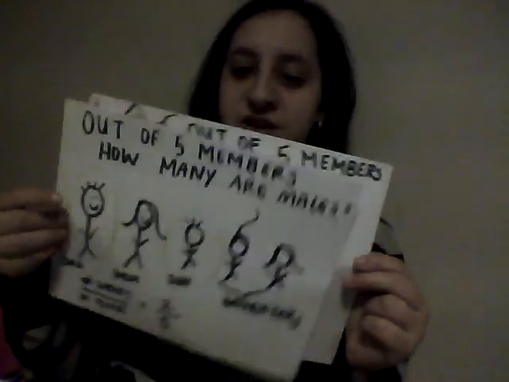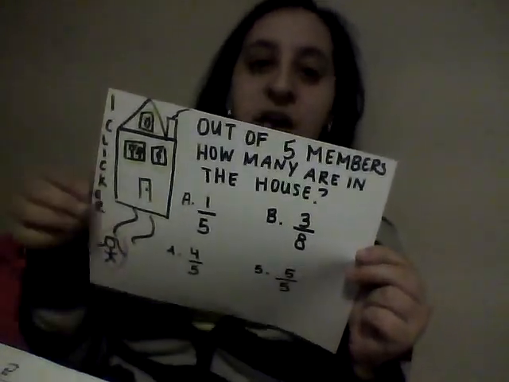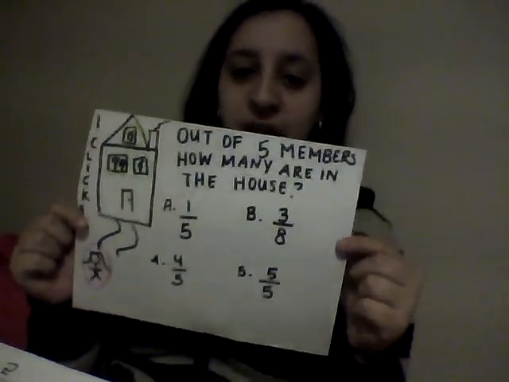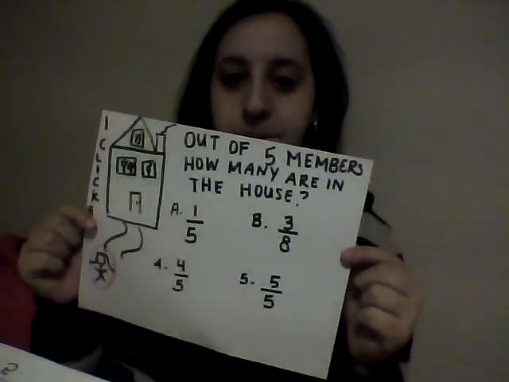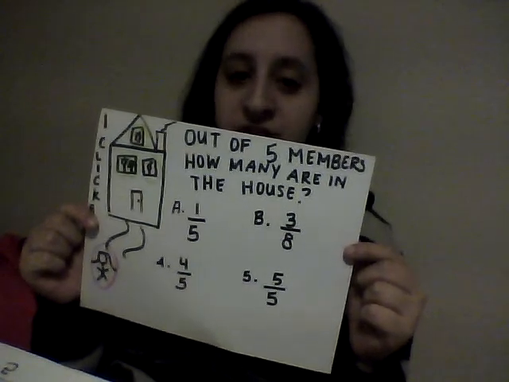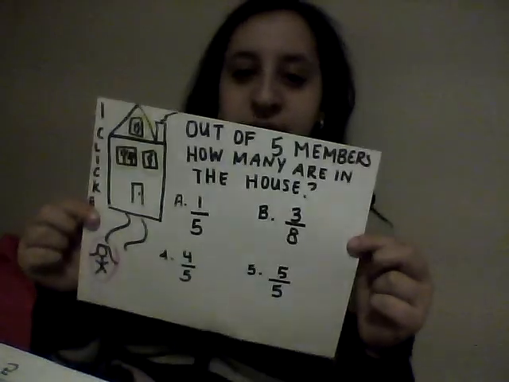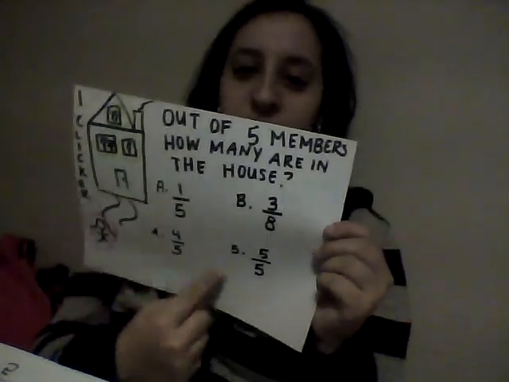Now it's your turn to answer another iClicker question. Out of the 5 members, how many are in the house? So answer this question. And the correct answer is C. And I did mislabel the thing, so it's this number right here, 4/5.